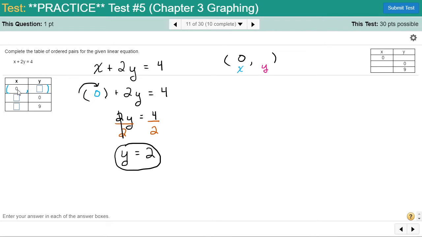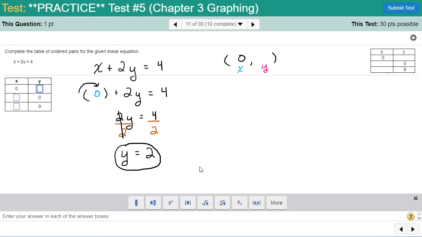So let's go back over to our table, and I'm going to get rid of this drawing here, and let's fill in the missing y that we just found. So when x is 0, the corresponding y that we just found through our algebra is positive 2. Alright, so there it is, first row done. Let's go ahead and do the same process for the second point. I'm going to keep that work up there.